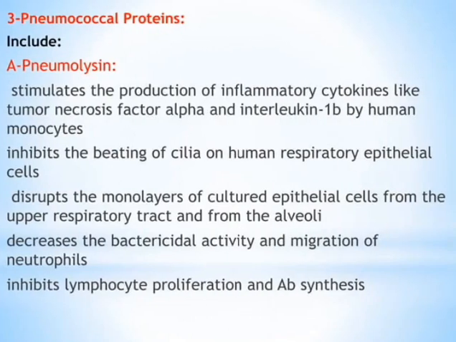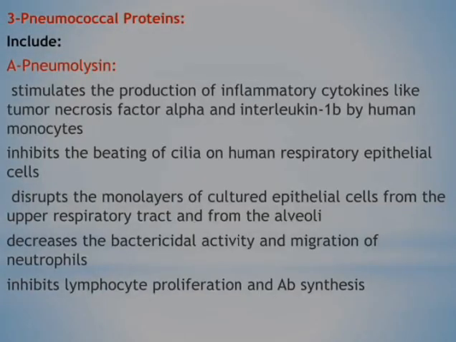Pneumococcal proteins include pneumolysin, which stimulates the production of inflammatory cytokines like tumor necrosis factor alpha and interleukin 1 beta by human monocytes. It inhibits the beating of cilia on human respiratory epithelial cells and disturbs the monolayers of cultured epithelial cells from the upper respiratory tract and from the alveoli. That decreases the bactericidal activity and the migration of neutrophils. They inhibit lymphocyte proliferation and antibody synthesis.